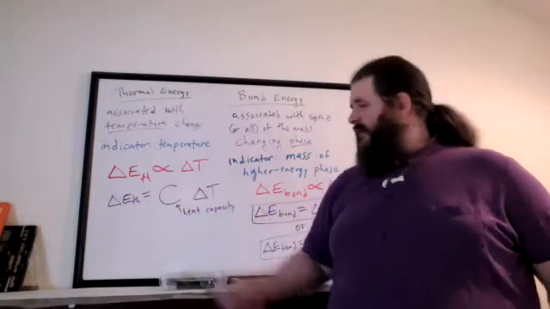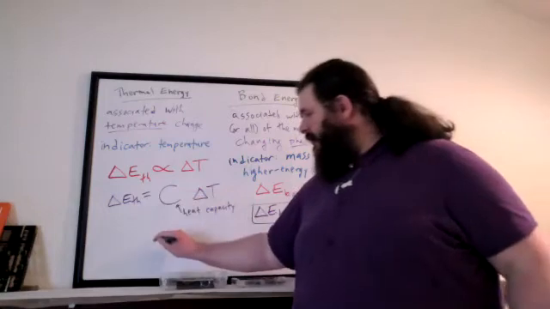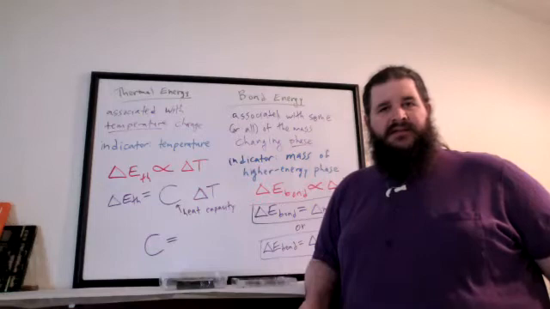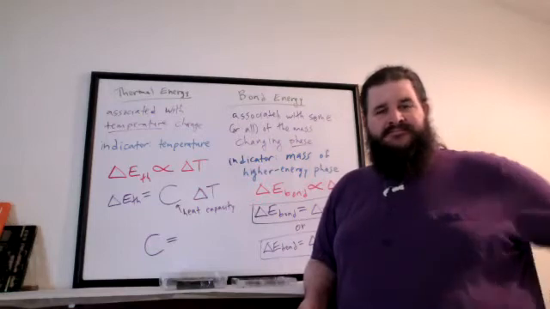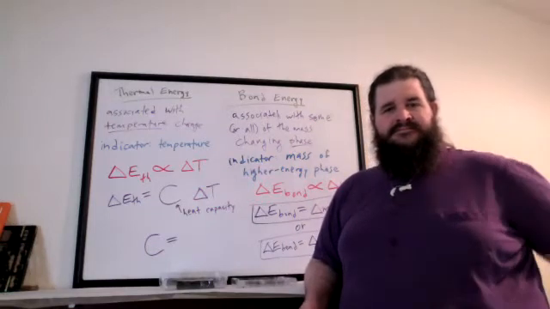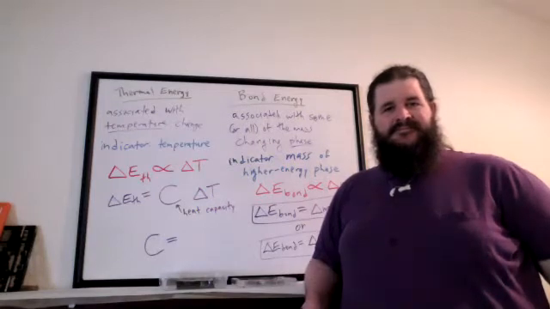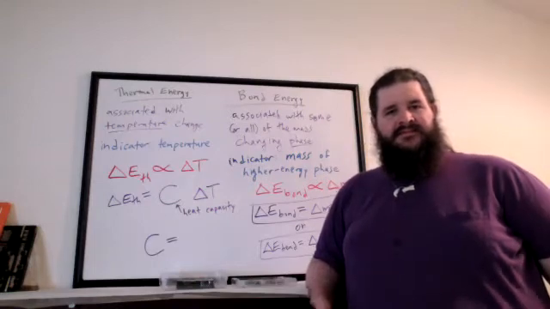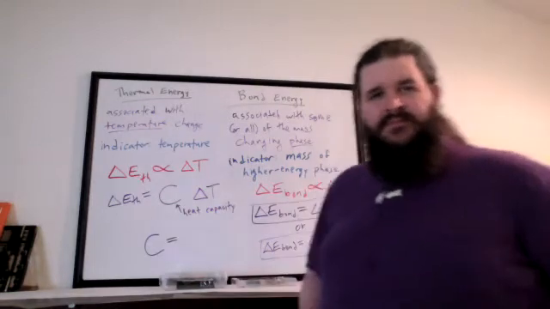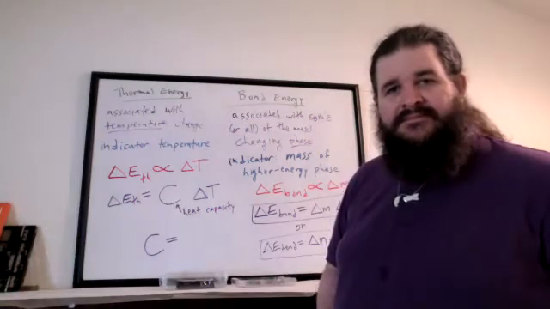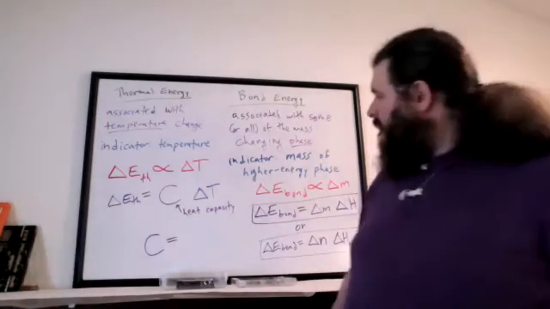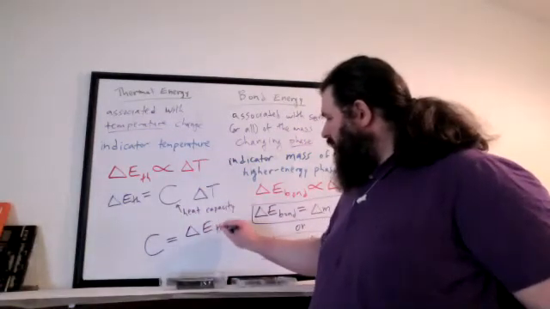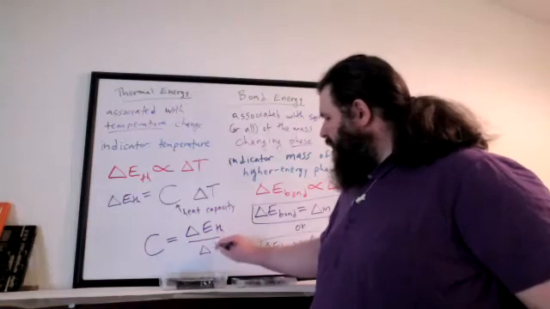And again, we could get more information about that by solving for it algebraically. Heat capacity, if you isolate that, what would you get? How would you isolate capital C here? Divide by delta T. Divide by delta T on both sides. Yeah, divide both sides by that change in temperature, you get change in energy over a change in temperature.